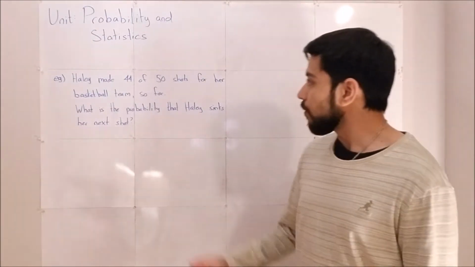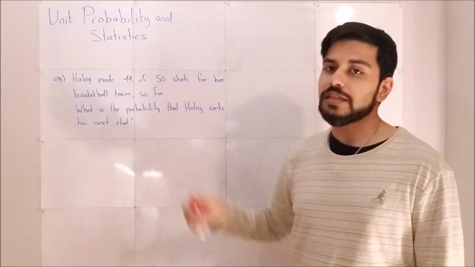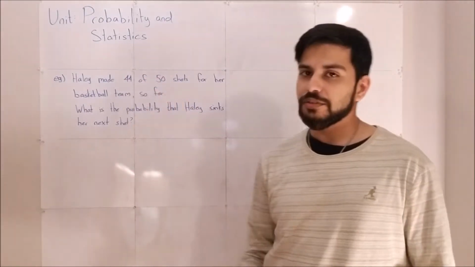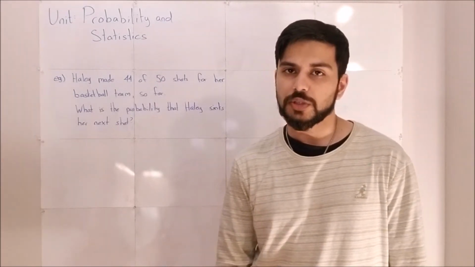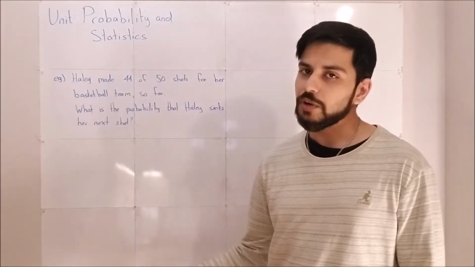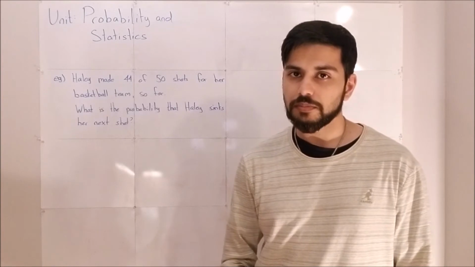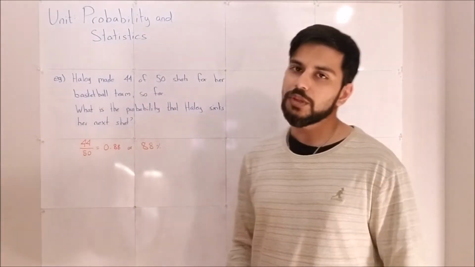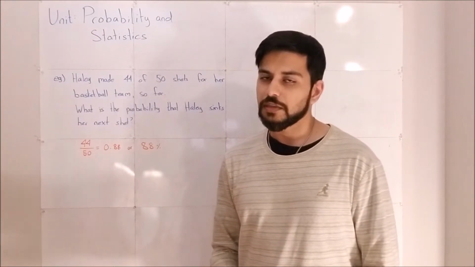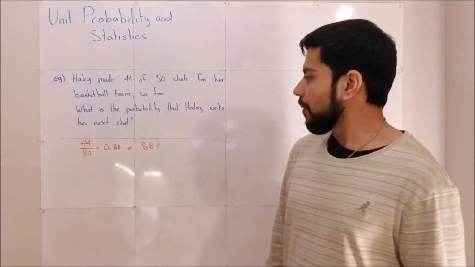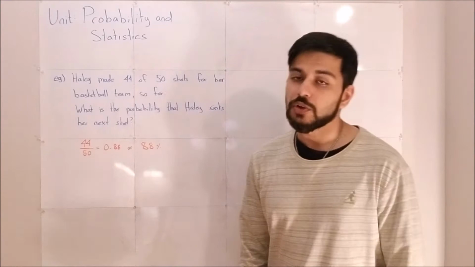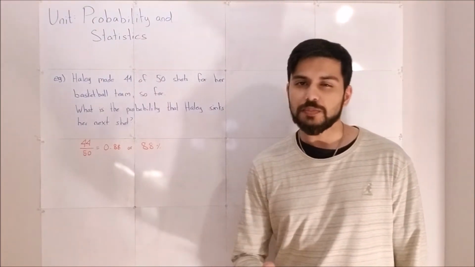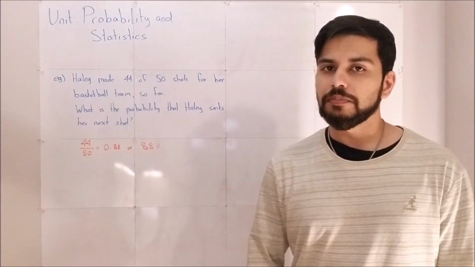Well, in this case, we know what her probability is, and this is an experimental probability. So we're going to write this down as a fraction or a decimal or a percent, and that's going to tell us what the probability of our next shot is going to be. So the math for this is we take the smaller number, 44 divided by 50, because that's how many shots she took, and we end up getting 0.88 or 88%. So we can say that Haley's got an 88% chance of making her next shot. That's based on experimental probability.